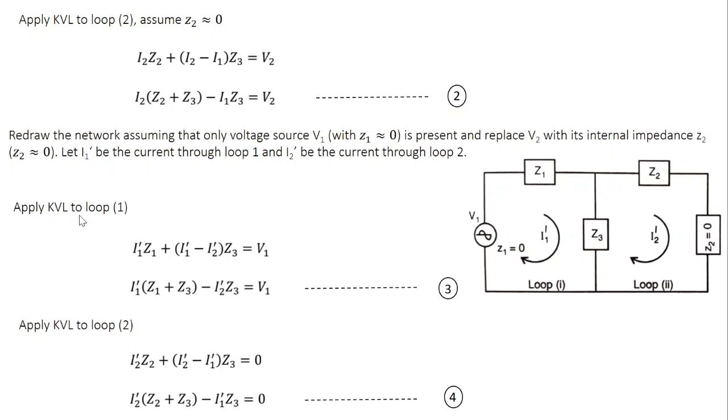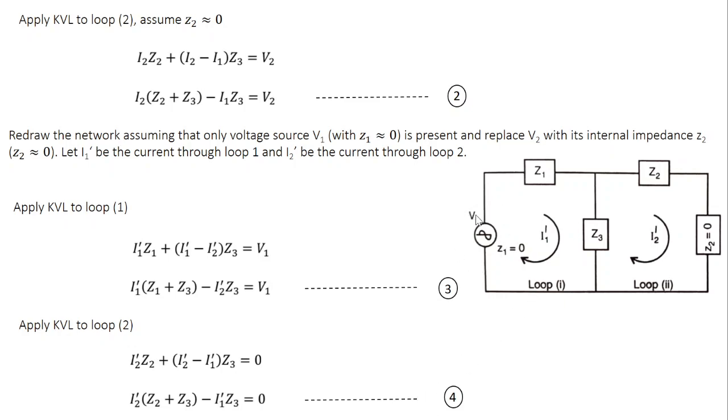Let I1 prime be the current through loop 1 and I2 prime be the current through loop 2. You can apply Kirchhoff voltage law to loop 1, follow the same procedure, and you get a similar equation, just that instead of I1 you have I1 prime and instead of I2 you have I2 prime. So for loop 1 the equation is I1 prime into (Z1 plus Z3) minus I2 prime into Z3 equal to V1. When you apply Kirchhoff voltage law to loop 2, remember V2 is removed now, so in place of V2 you have 0. So the equation is I2 prime into (Z2 plus Z3) minus I1 prime into Z3 equal to 0. So these are equations 3 and 4.